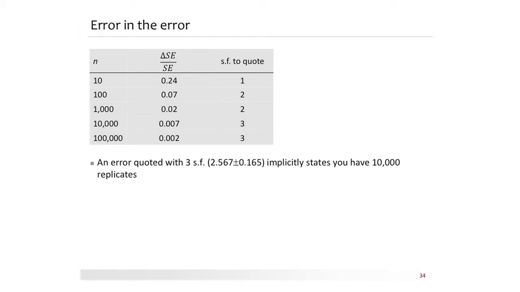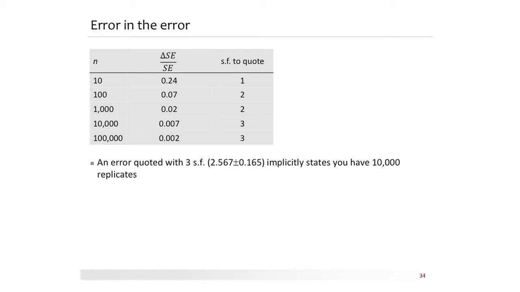For an n of 10, and this is very simple, similar to what I showed you here, the relative or fractional error of standard error is about 24%. So you really don't know standard error here. It's very vague. You can only trust one figure here. If you have 100 data points, then this fractional error is about 7%. So you probably start trusting the second figure, just.